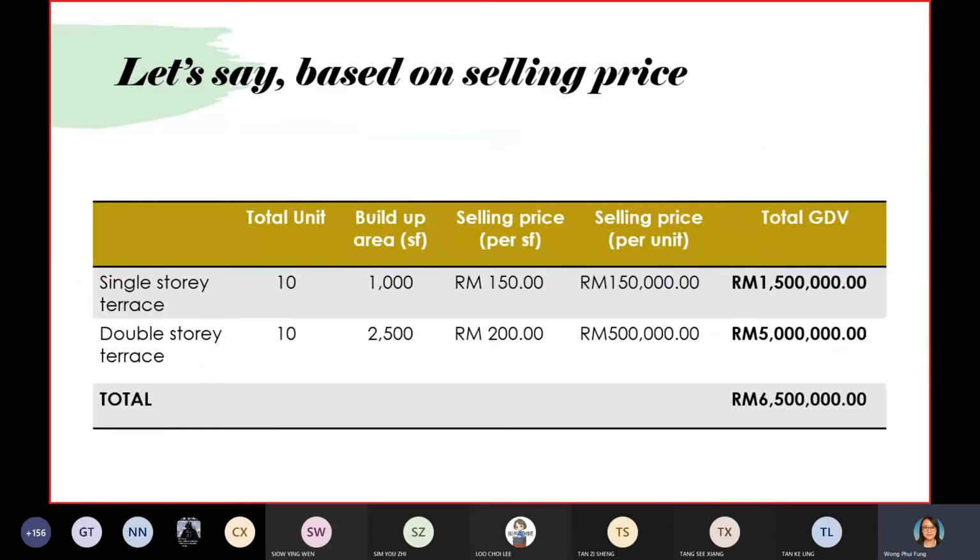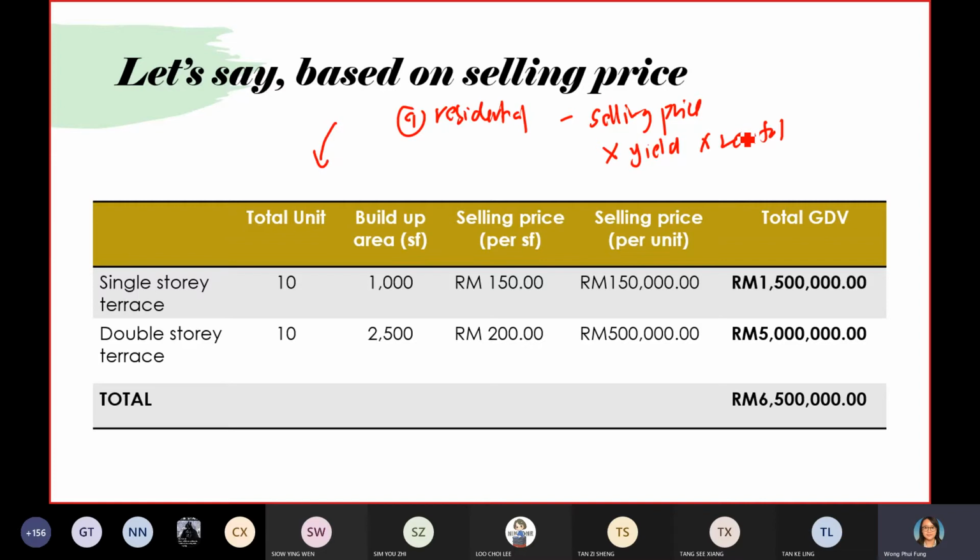If you are residential, if you are pure residential only, then you should calculate based on selling price, not yield, not rental. Okay, repeat again because many students always make mistakes on this one. That's why I repeat again. If you are doing residential property, you should use selling price.